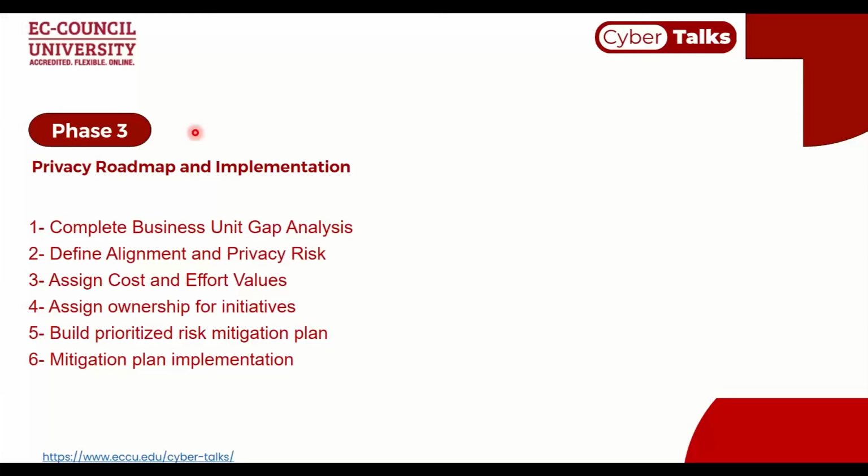3, define specific cost and effort estimates for the privacy gap closing initiatives. 4, assign ownership per each task. 5, prioritize the risk mitigation plan. And 6 is the actual implementation of the mitigation plan tasks.